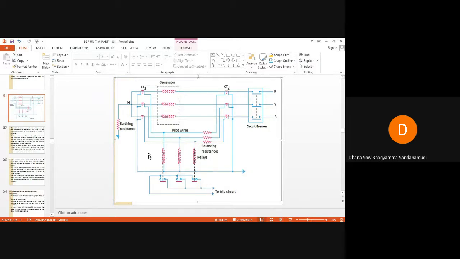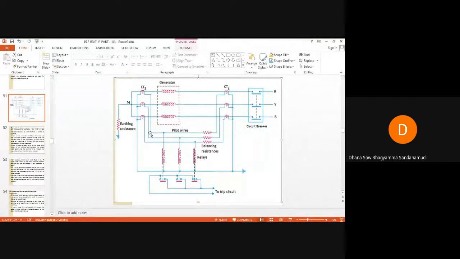Since we are connecting an earthing resistance here, the current flowing through this operating coil will further reduce to a very low value because of this earthing resistance. That's the drawback of this merz-price protection.